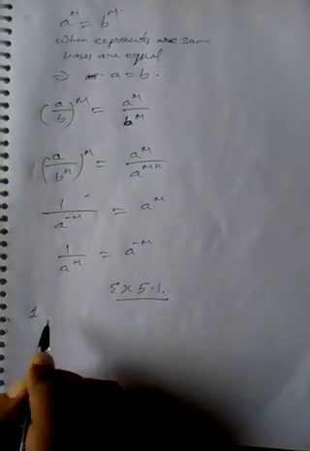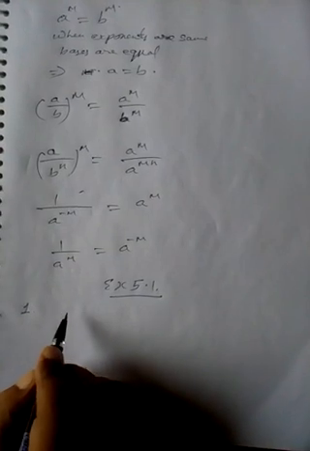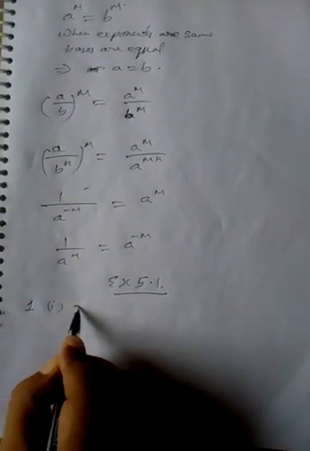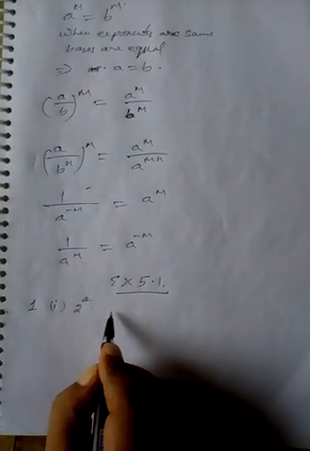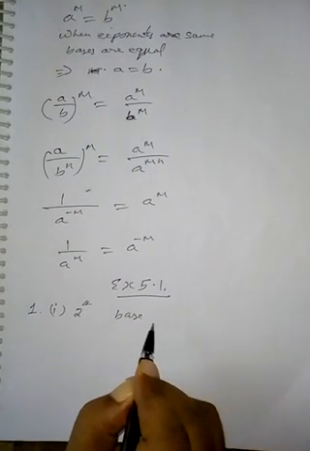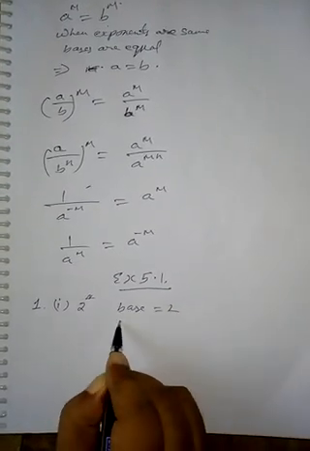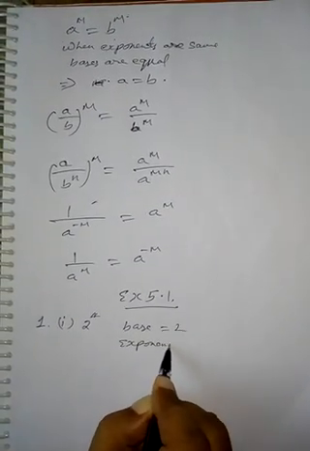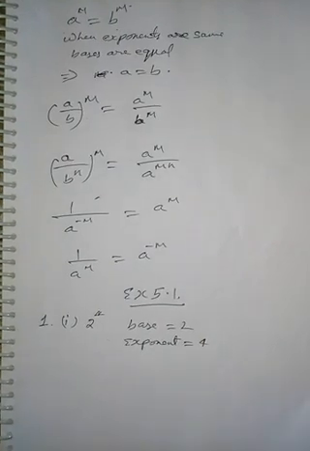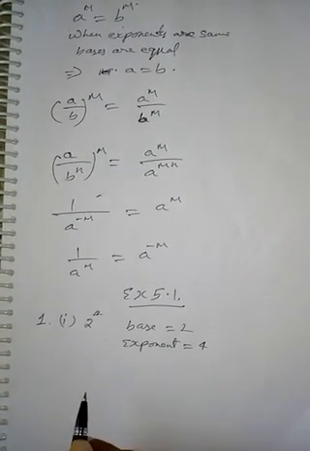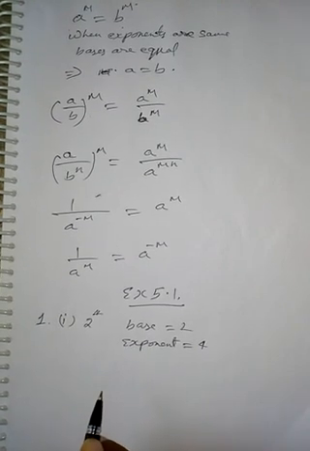Exercise 5.1. First question. Write the base and exponents of the following. First part, 2 raised to 4. Here the base is 2, the exponent is 4. In the same way, I think the rest of the parts you can write.